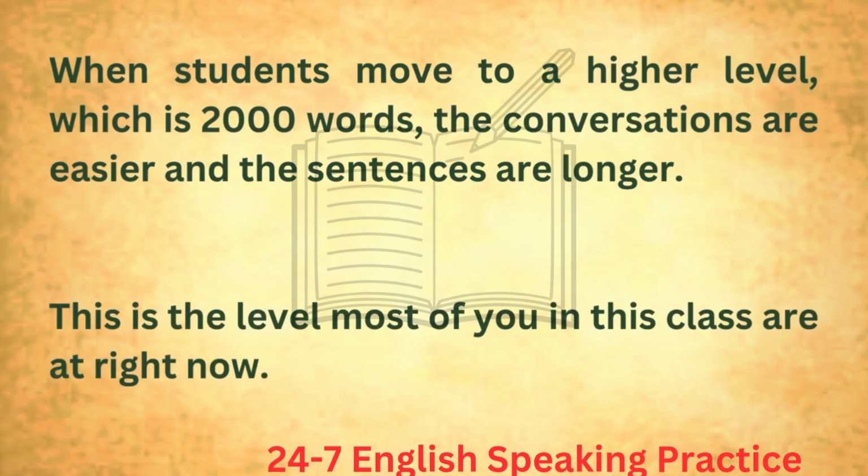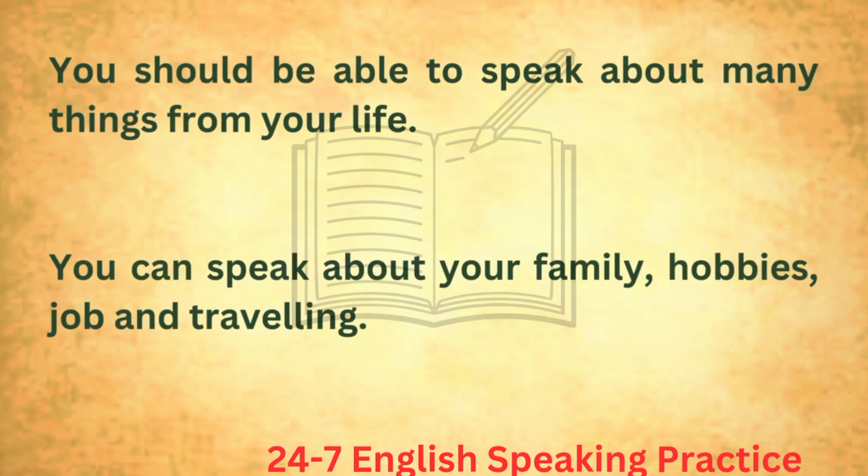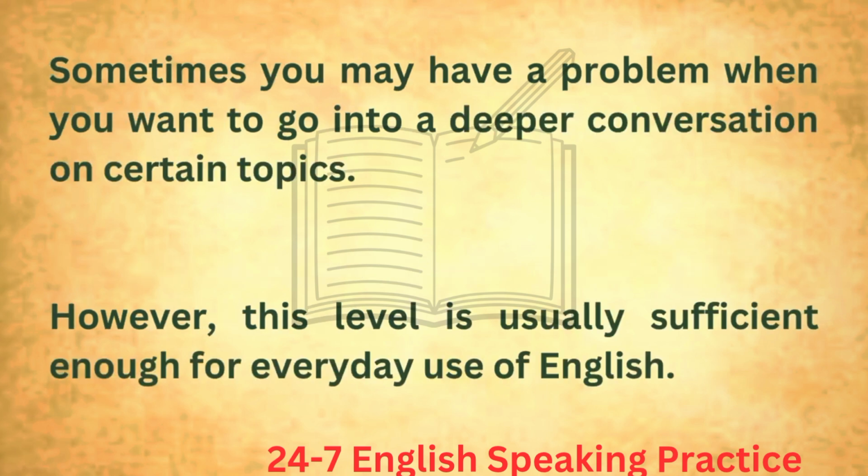When students move to a higher level, which is 2,000 words, the conversations are easier and the sentences are longer. This is the level most of you in this class are at right now. You should be able to speak about many things from your life. You can speak about your family, hobbies, job, and traveling. Sometimes you may have a problem when you want to go into a deeper conversation on certain topics.